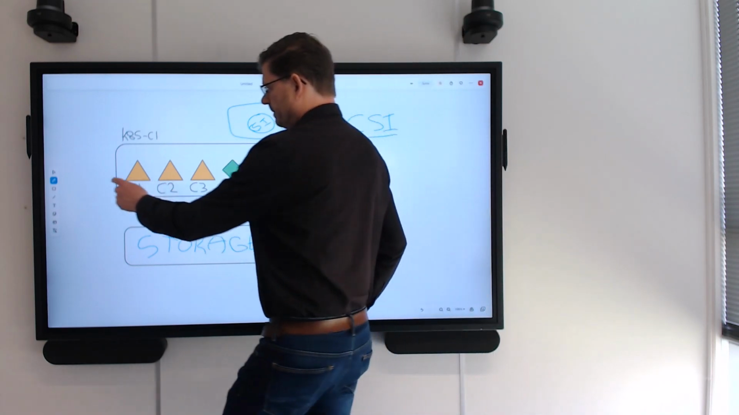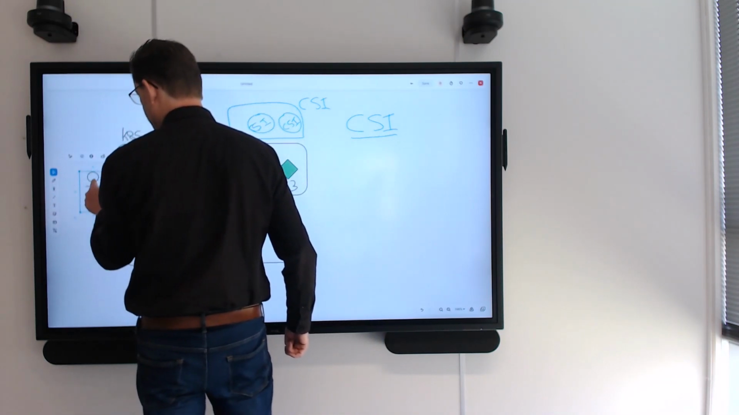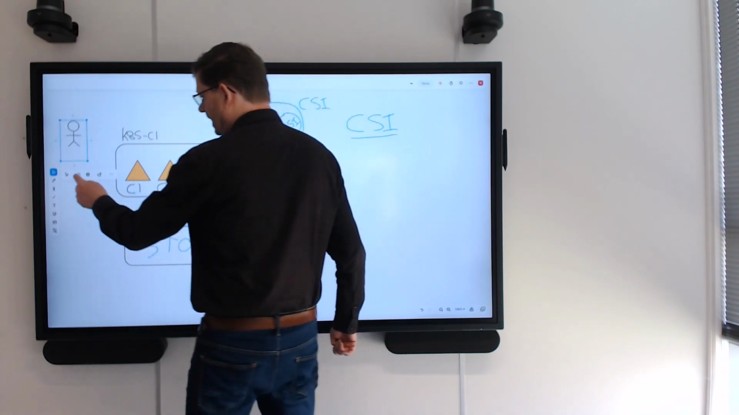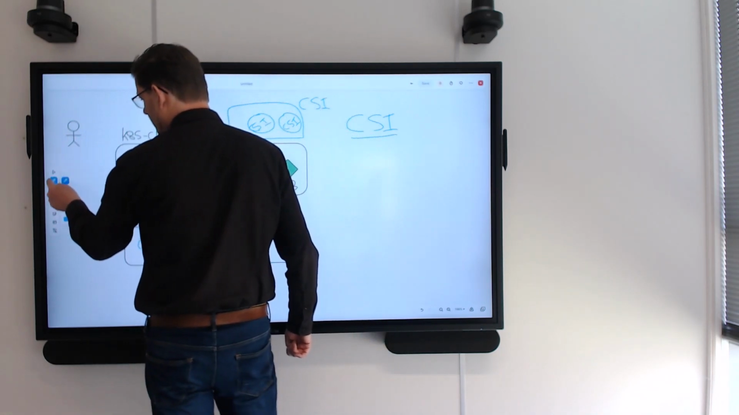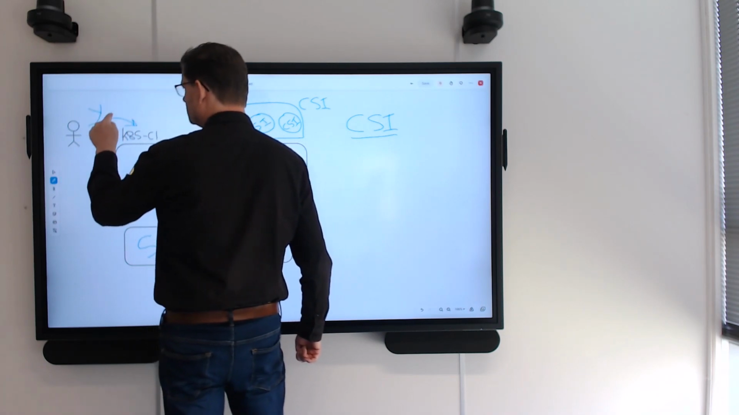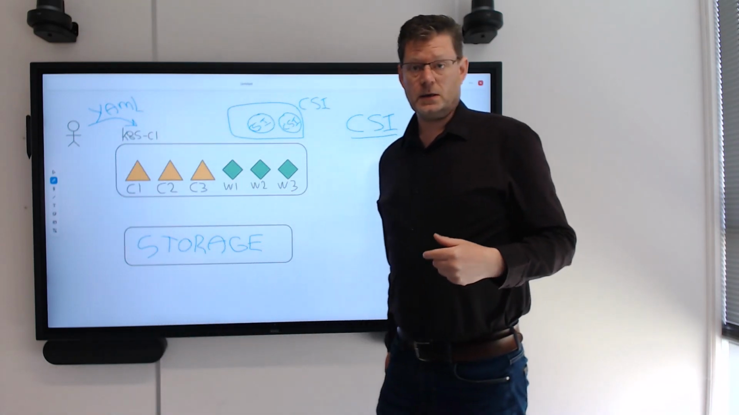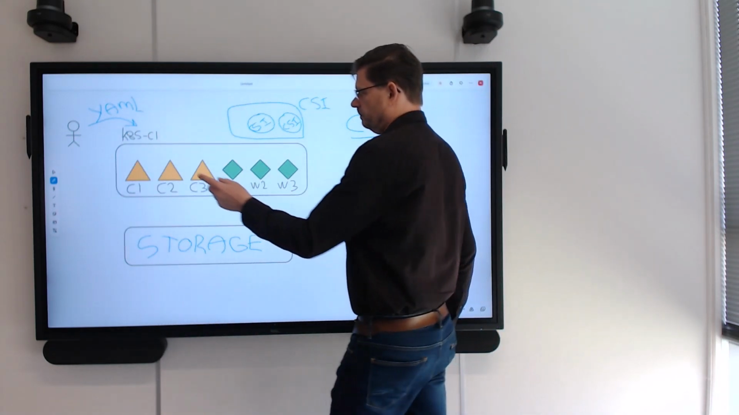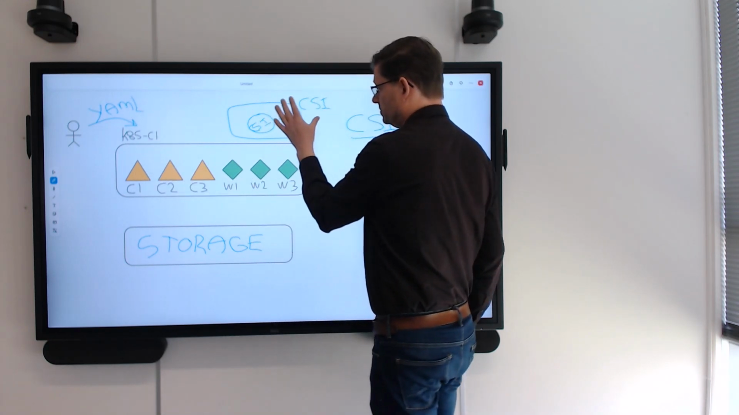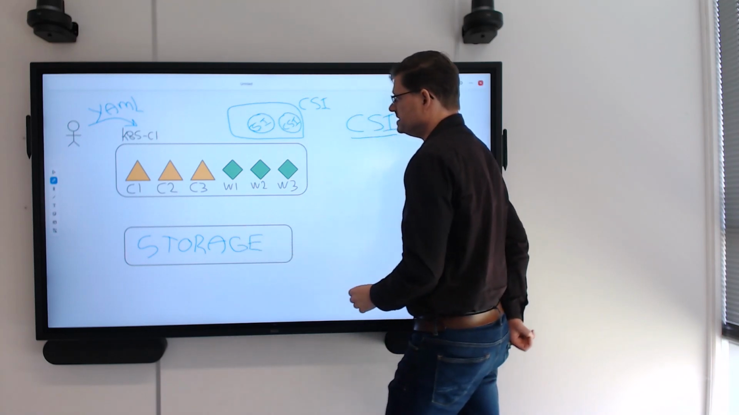So if a developer comes in, using YAML, he'll talk down to CSI and say, please get me some storage. Kubernetes will forward that to the CSI driver, hand it over to this specific CSI driver that belongs to this particular storage array that you see down here.